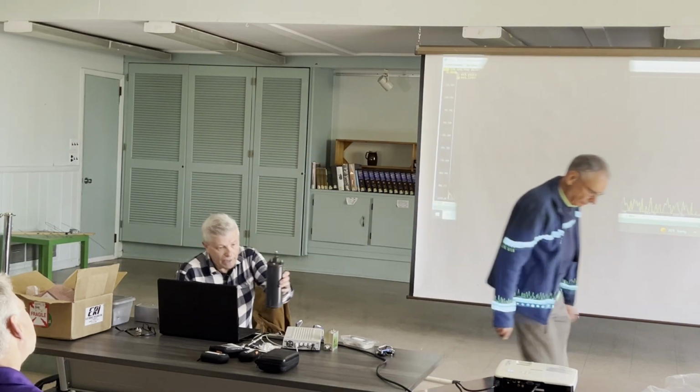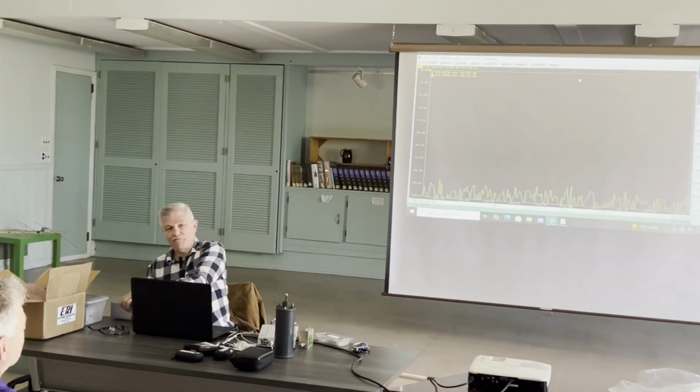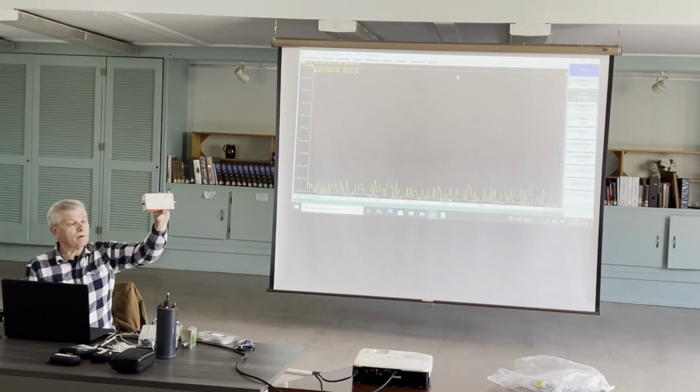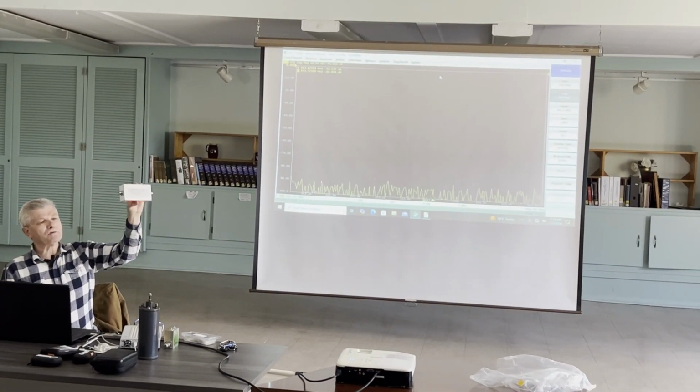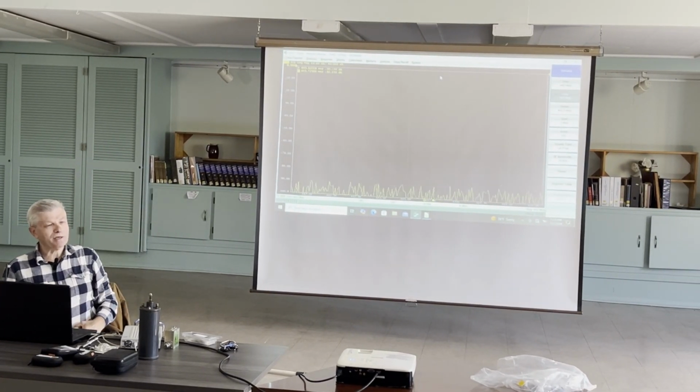So let's get this out of the way. This is one we use on field day. This is a 40 meter. Is this? Do we know? Oh, it's a bandpass filter. Well, we'll find out if it's a bandpass filter.